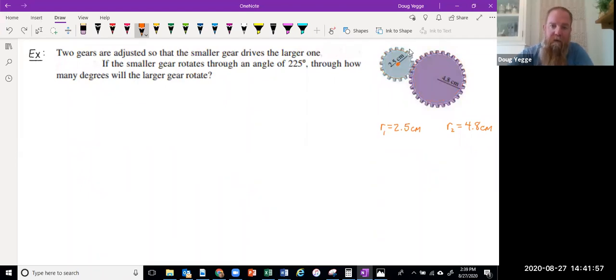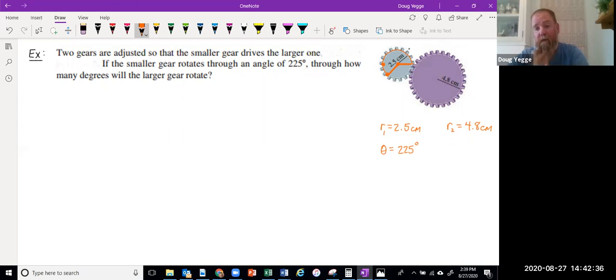And so we're told that if the smaller gear rotates through 225 degrees, so let's think about where 225 degrees is. Remember from our unit circle, the 225 degrees is going to rotate, first of all, halfway, which is going to take me to 180. And 225 is 45 degrees into the third quadrant. So it's going to travel through 225 degrees. So that means that for the small gear, theta is 225 degrees.